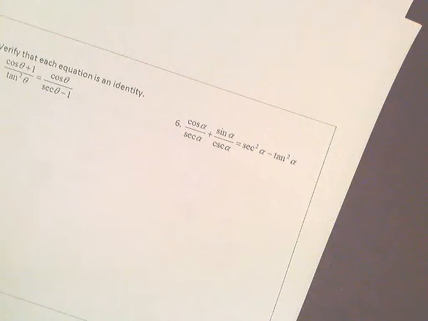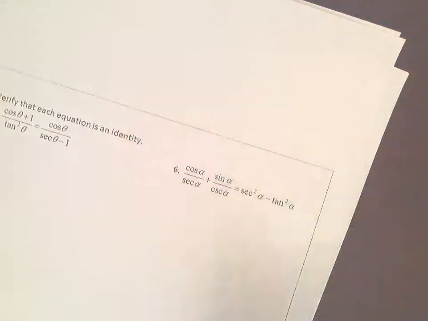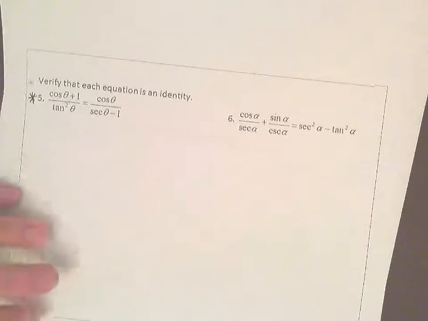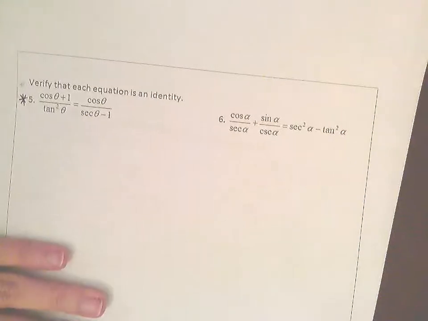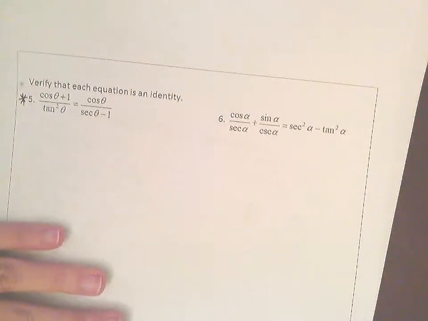Alright, number 5. Okay, you know what, let's do number 5 together in class. This is a harder one, so let's actually do that one together in class. Okay? Alright, let's go to number 6.